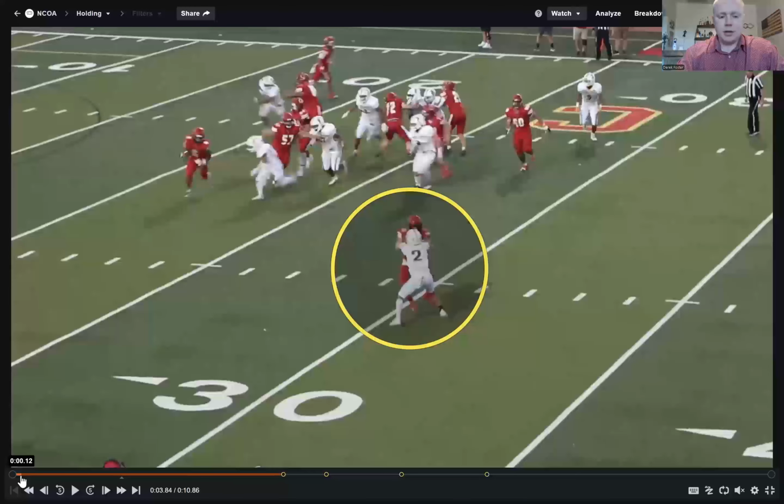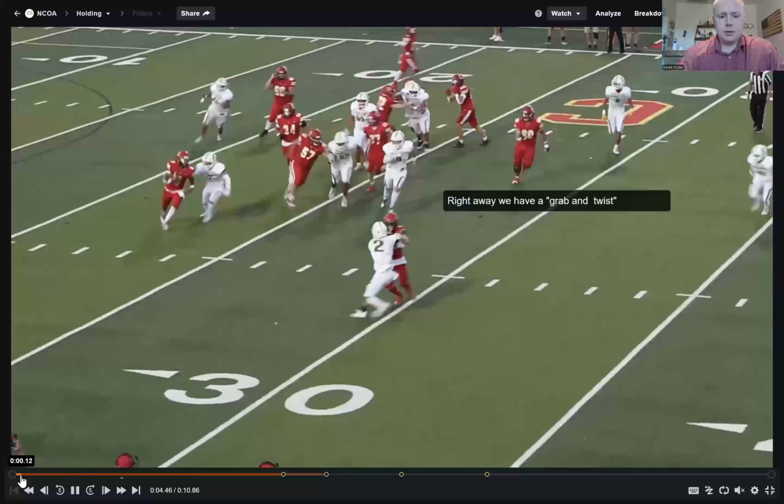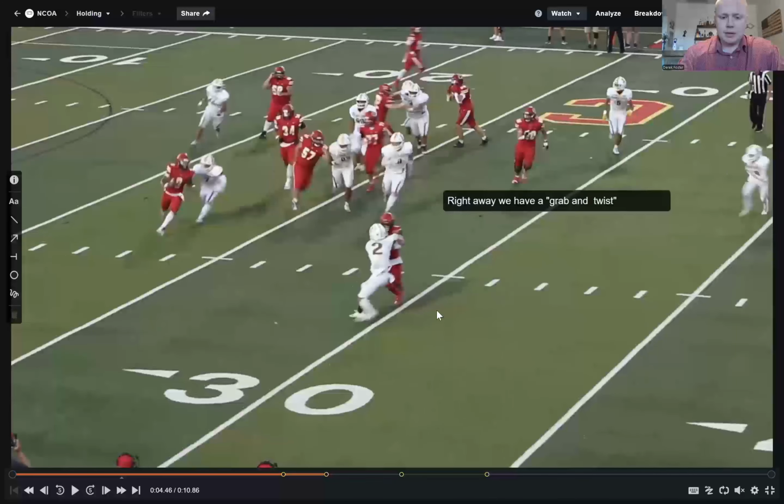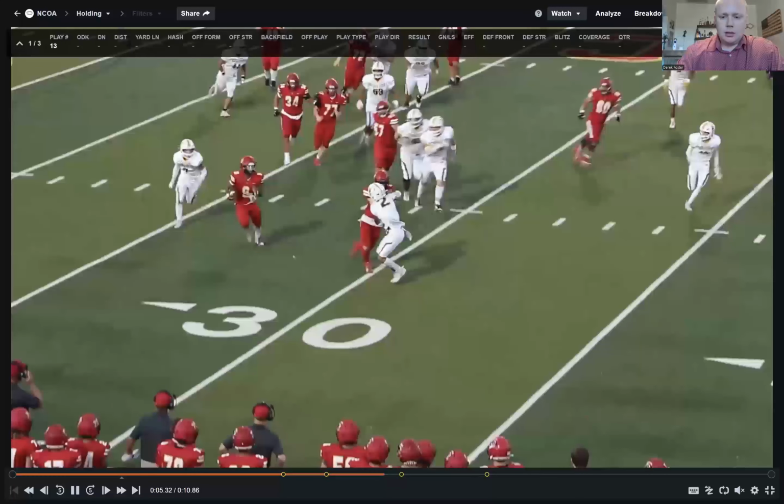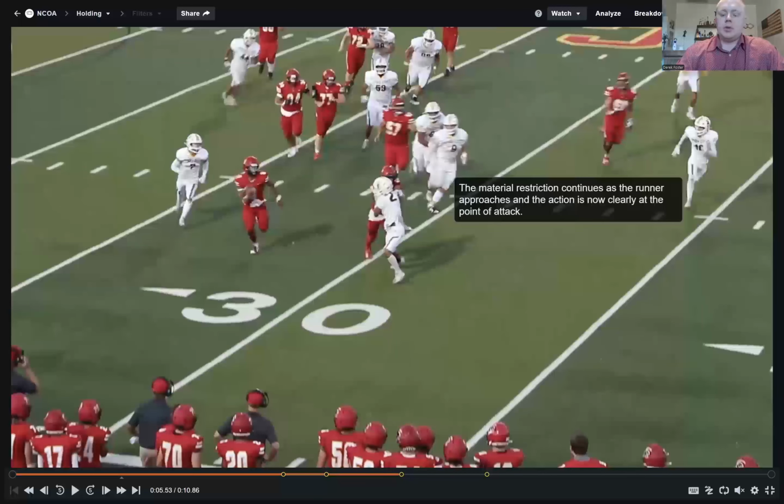All right, this is the matchup we're going to be looking at. Right away, grab and a twist. You can see how the jersey is being pulled by the offensive player, and you can see his upper body is completely out of line. The material restriction continues as the runner approaches, and the action is now clearly at the point of attack. So now we have two of our three factors satisfied. We've got material restriction, and it's at the point of attack. Let's see if there's an advantage or disadvantage gained here.